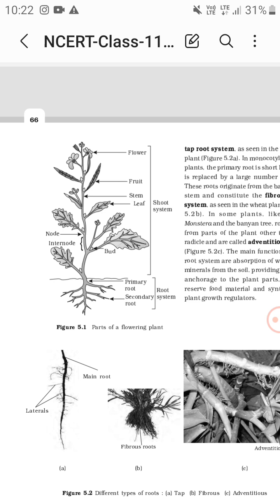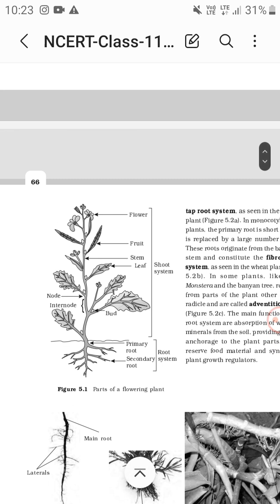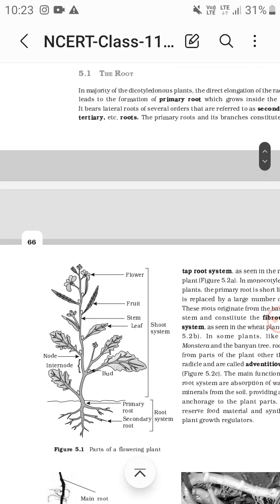You see in the root system primary root, secondary root. In shoot system you see the bud. In the axil you see the branches. Then there is internode between the nodes, between the two nodes. And then there is the leaf. Then stem. On stem there is leaf. There is fruit, and then there is flower.